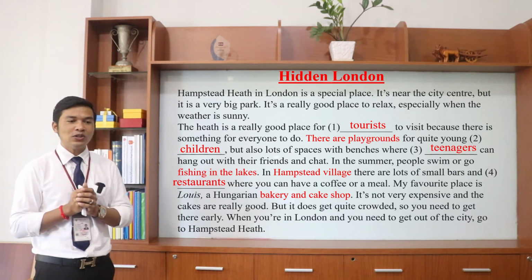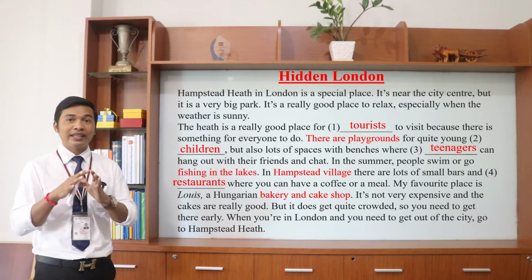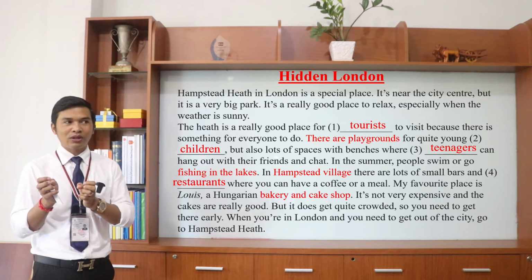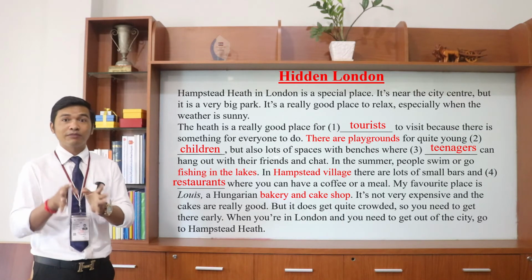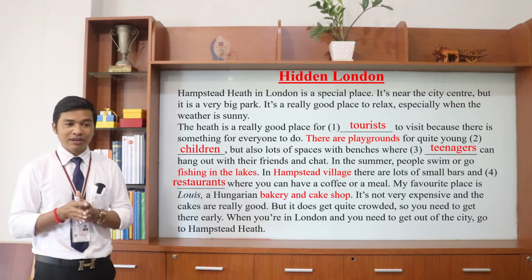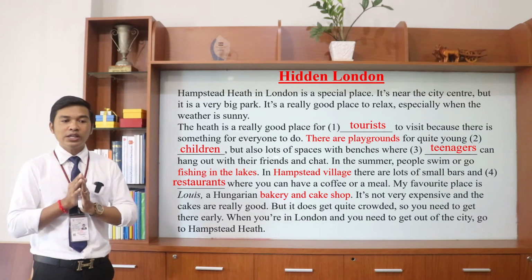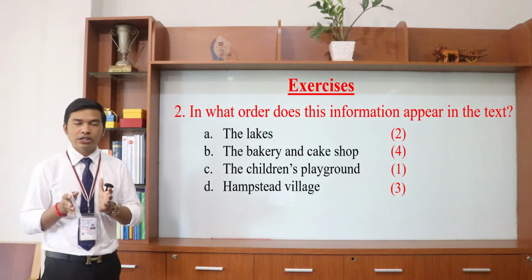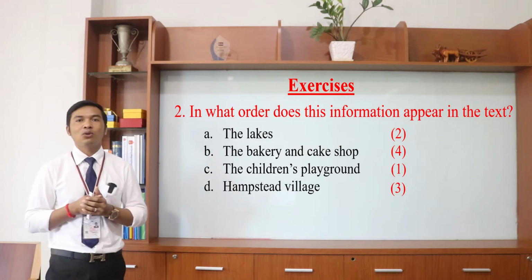And number 3 is Hampstead Village. In Hampstead Village, you can, for example, go to have something, a cake, to eat something like that. And then the last one is bakery and cake shop. This is the last information they mentioned in our reading model text.